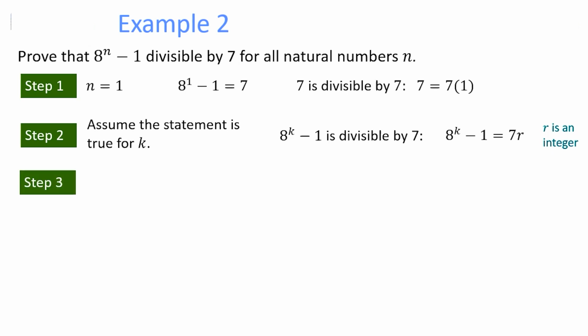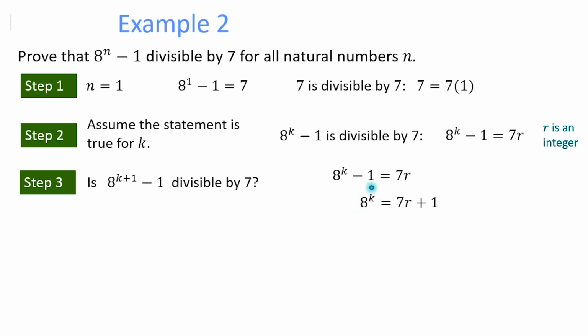In step 3, I need to show that the statement will be true for k plus 1. So what I need to decide is whether 8 to the power of k plus 1 minus 1 is divisible by 7 or not. I'm going to use the statement from the previous step. So I will start with the statement of 8 to the power of k minus 1 equals 7r. Now my aim is to see 8 to the power of k plus 1 minus 1 on the left hand side. Before I could get 8 to the power of k plus 1 instead of 8 to the power of k, I will move my minus 1 to the other side.